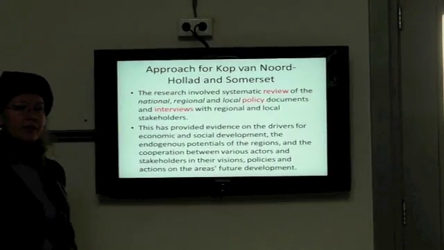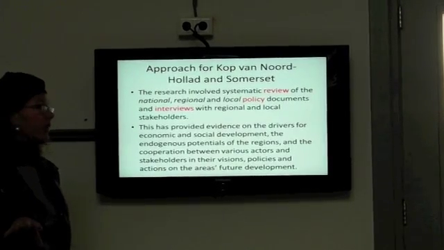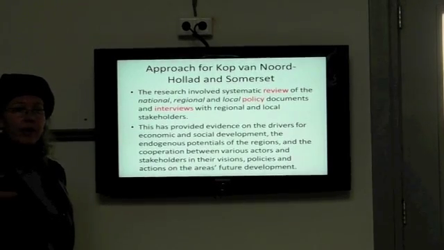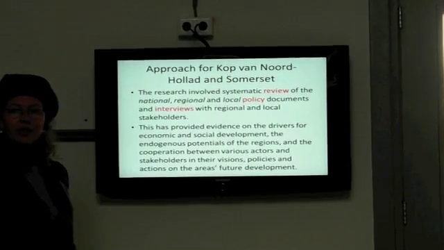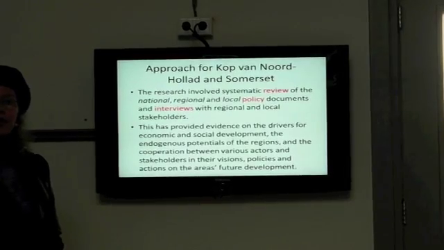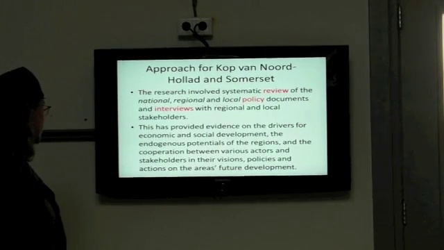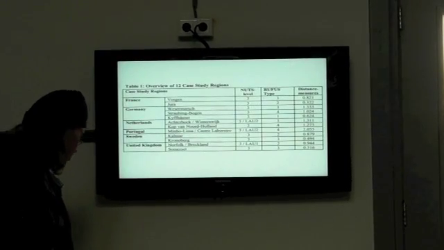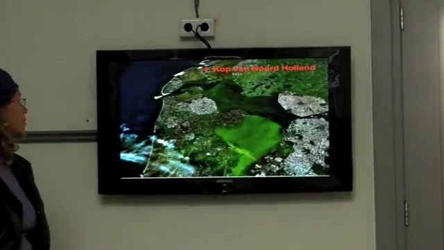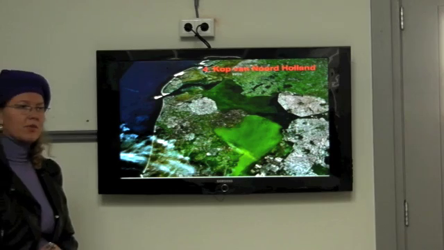So we started to look through all the policy documents on various scale levels: the municipality, the area itself if they exist, the provincial level, and the national level. We interview local stakeholders, try to identify them, and then see how they are connected to each other. Here you see the two areas we look at. I will first tell about Kop van Noord-Holland because that was my responsibility, and Alex will explain Somerset.